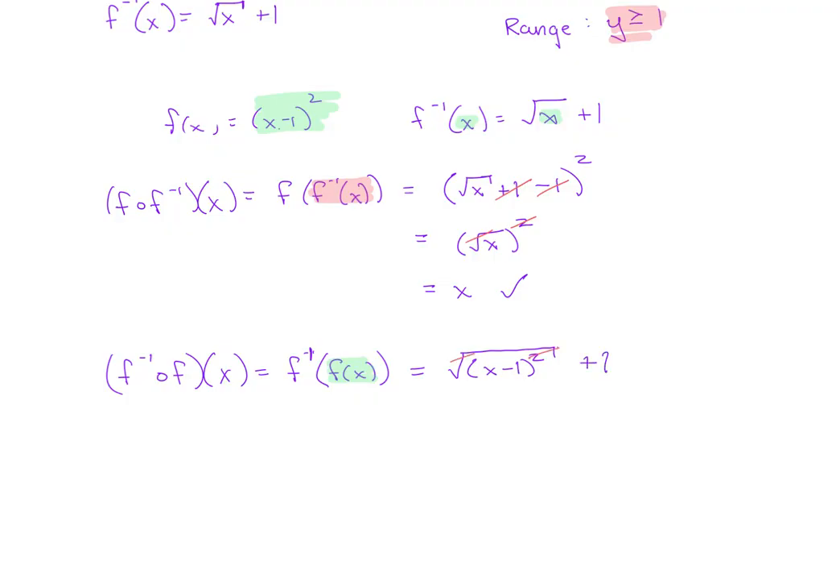All right, my square root and my square cancel. We get x minus 1 plus 1. And then my minus 1 and my plus 1 cancel, and I am left with equals x. And so what we do have is that for both of these, we get x, and therefore we can say that algebraically, yes, they are inverses.